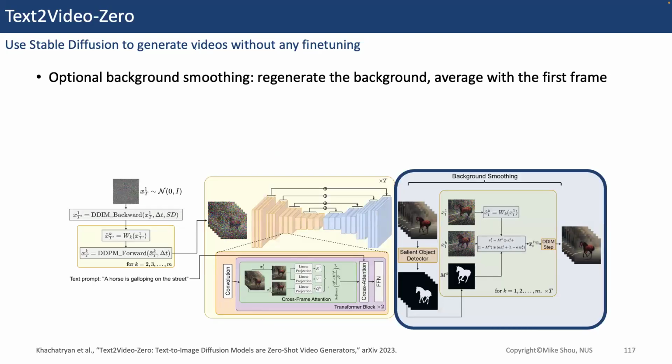So another optional operation involves making the background more consistent by applying smoothing techniques. So the idea is to generate or extract a mask of the main object, as the video generation task in this paper focuses on creating object-centric videos. Once the mask of the central object is generated, the background can be separated and smoothed. So this helps maintain a consistent background throughout the video, enhancing the overall quality.